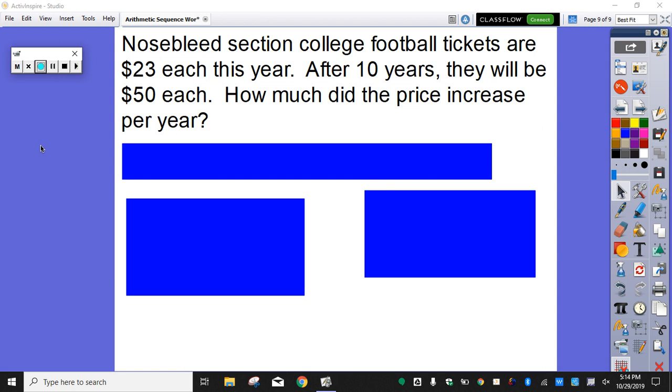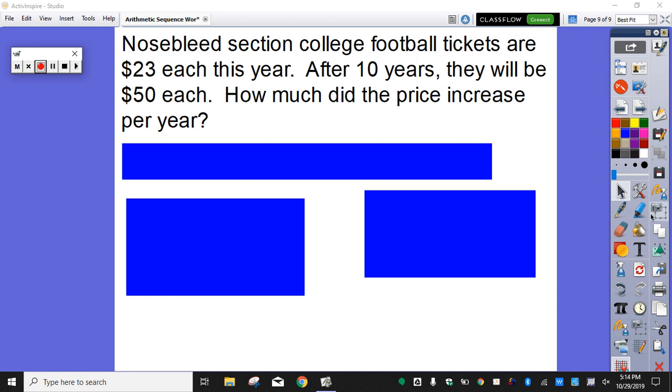So last example, nosebleed section college football tickets are $23 each this year. After 10 years, they'll be $50 each. How much should the price increase per year? So again, great time to pause, see if you can make sense of this and solve it. And then when you're ready, press play to check your work.